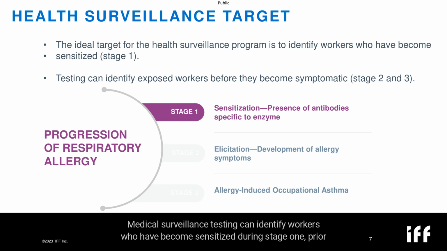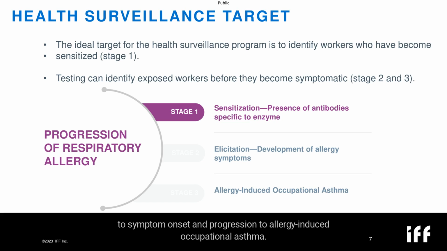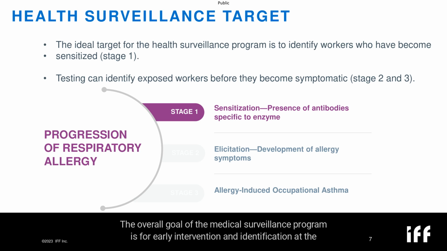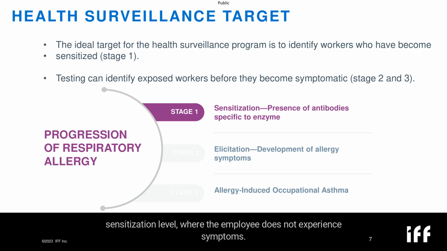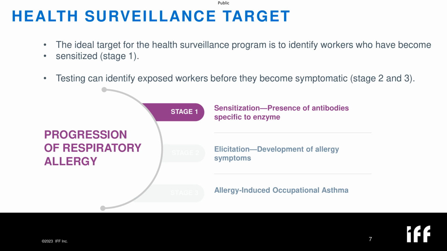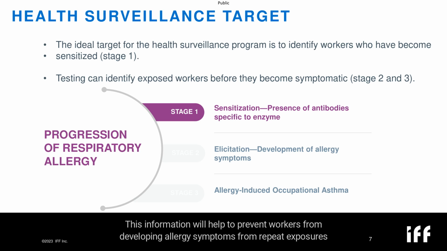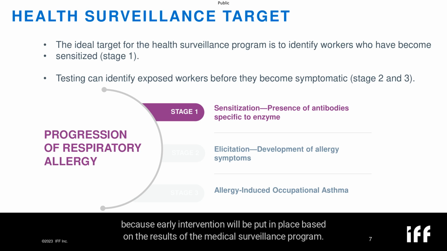Medical surveillance testing can identify workers who have become sensitized during stage 1 prior to symptom onset and progression to allergy-induced occupational asthma. The overall goal of the medical surveillance program is for early intervention and identification at the sensitization level where the employee does not experience symptoms. This information will help to prevent workers from developing allergy symptoms from repeat exposures because early intervention will be put in place based on the results of the medical surveillance program.